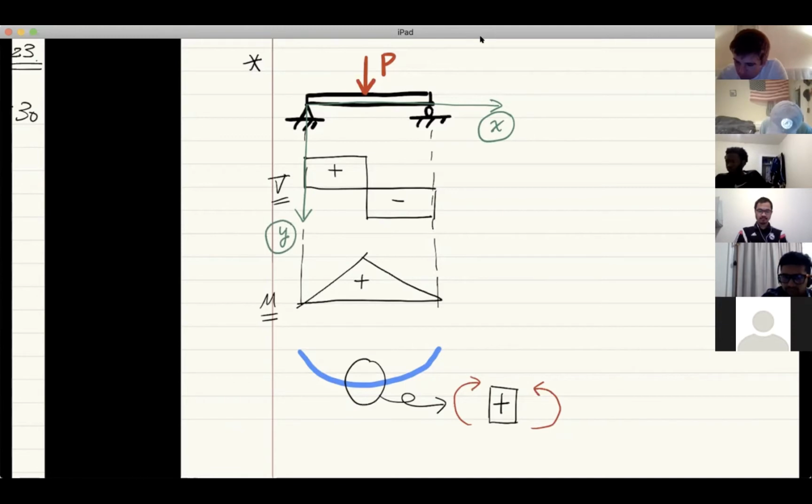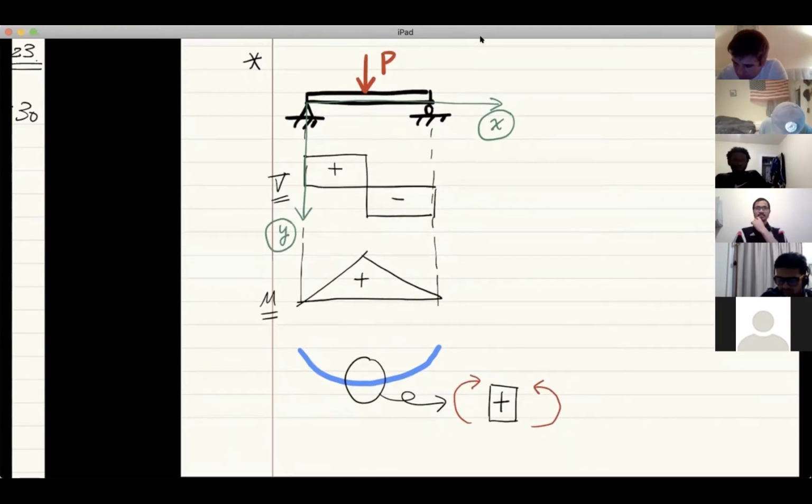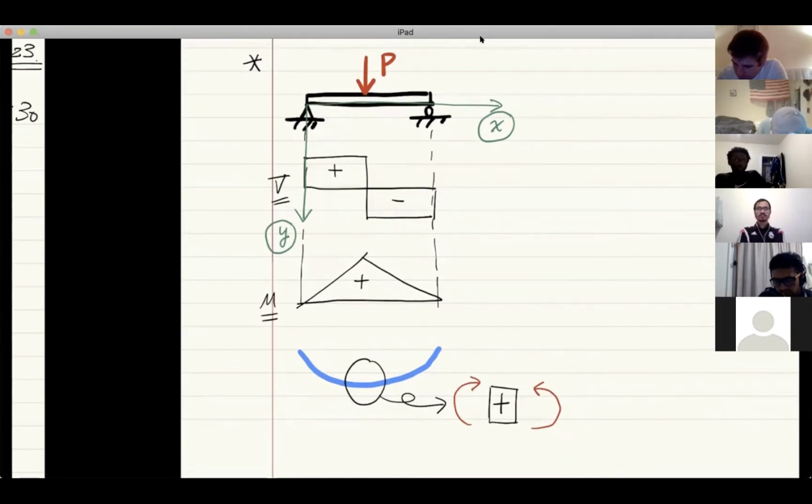If you do it this way, then the positive internal moment has the following definition, which is the one we used before. Which is like this. If that's the case, then we said M internal equals negative EI.